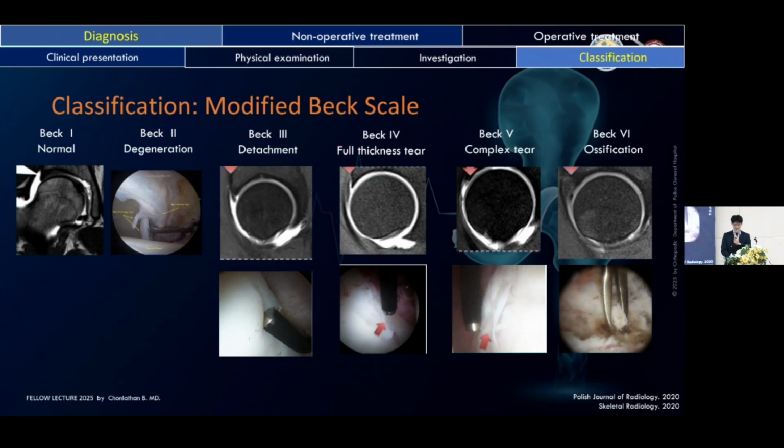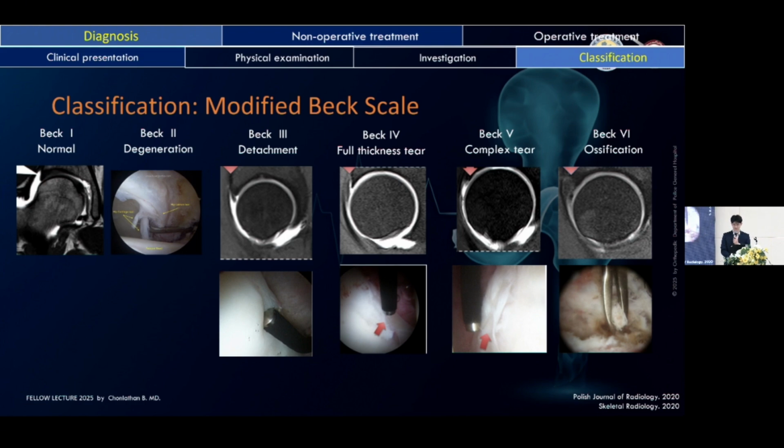The example picture in the first column shows Beck 1, which is normal. The second column is Beck 2, degeneration. The third column is grade 3, chondrolabral detachment, with probing in arthroscopy showing a detached chondrolabral junction. The fourth column is grade 4, the full thickness ALT. The arthrogram shows contrast in the chondrolabral and chondrolabral osseous junction.